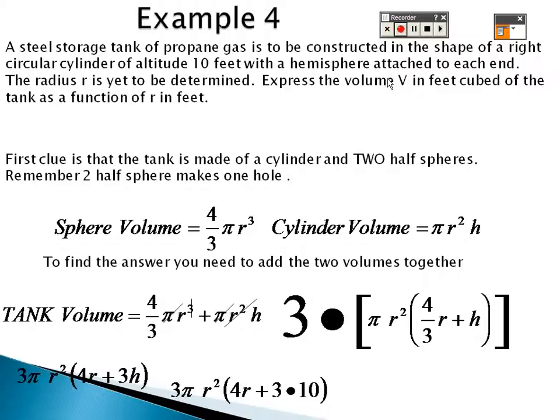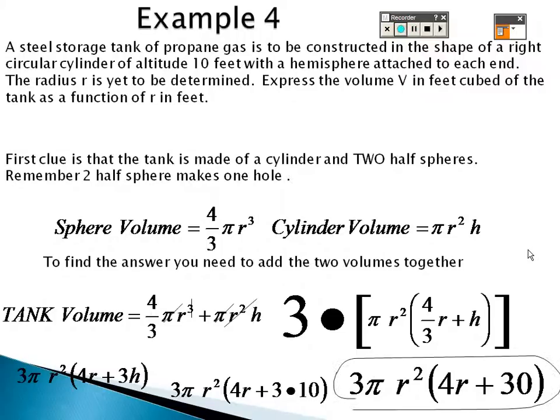It says express the volume in feet cubed of the tank as a function of r, and we know the altitude is 10 feet, which means that's the height, so that's why I plugged an h in there. So 3 pi r squared times 4r plus 30 is the answer.